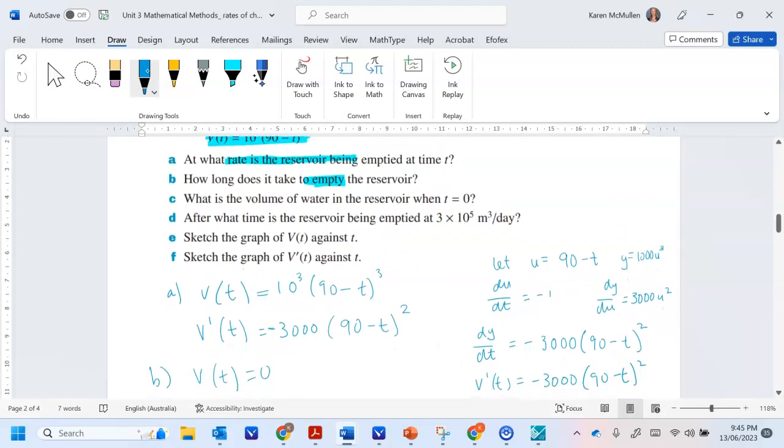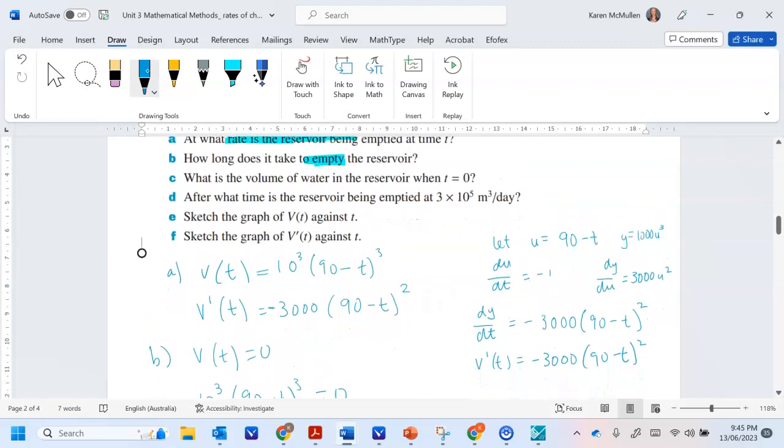Where are we? D. After what time is the reservoir being emptied at 3 times 10 to the power of 5 meters cubed per day? Okay, so this time we are looking at a rate. So even though it doesn't say the word rate, this is a rate here. All right, meters cubed per day. So it's like speed, is distance over time, or what else is a rate? Can't think at the moment. So this is the volume per day, meters cubed per day.